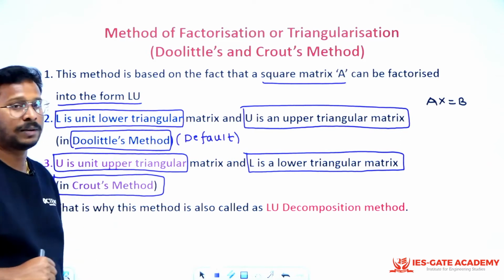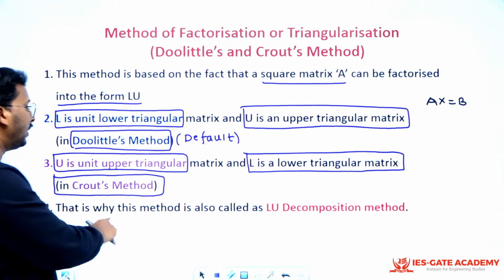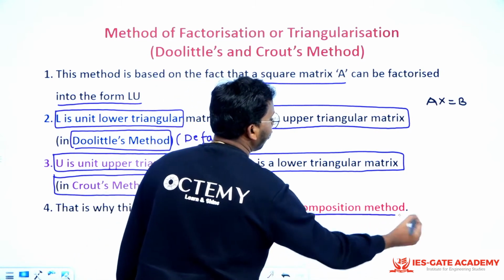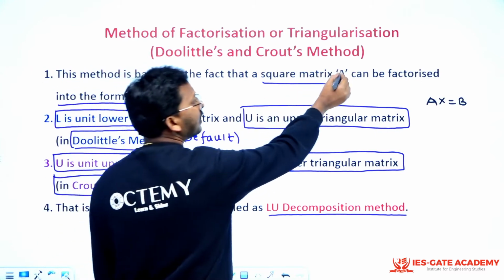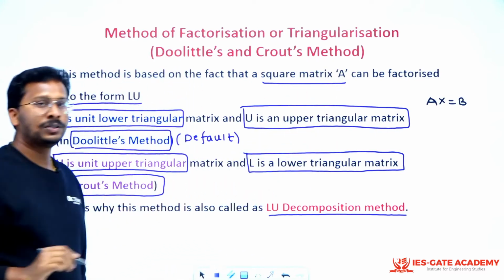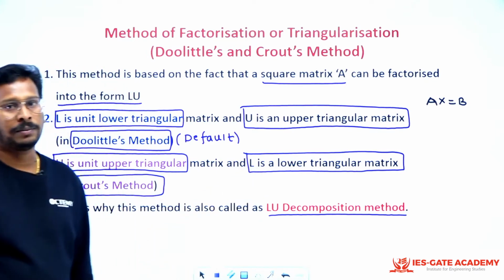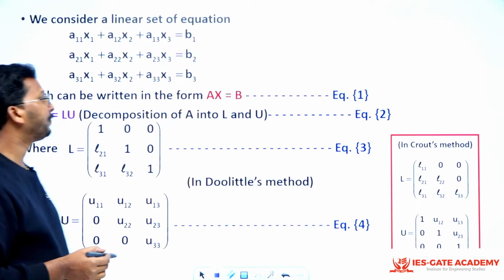Sir, what is this unit lower triangular matrix, unit upper triangular matrix? What is this upper triangular matrix? What is this decomposition? Let us try to understand. The other name of this particular method is the LU decomposition method. Whatever square matrix is given to you can be decomposed into two matrices, a lower triangular matrix and an upper triangular matrix. So let us take a system and try to understand from that.